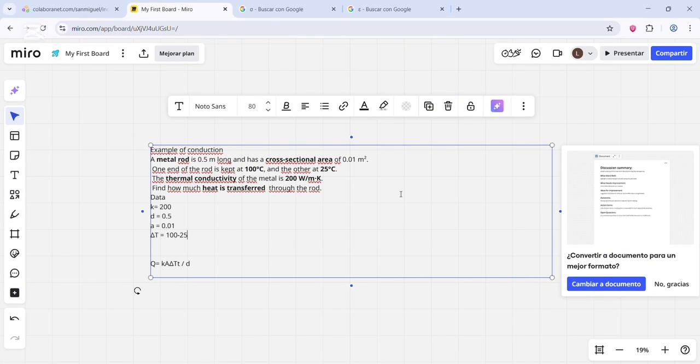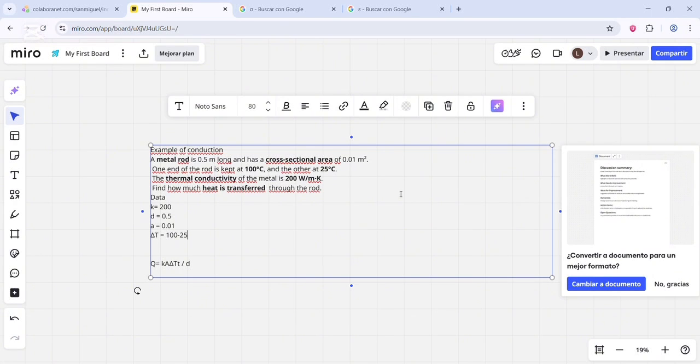Here we have an example of conduction. A metal rod is 0.5 long and has a cross-sectional area of 0.01 square meters. One end of the rod is kept at 100 Celsius and the other one at 25. The thermal conductivity of the metal is 200 watts per meter per Kelvin. Find how much heat is transferred to the rod.